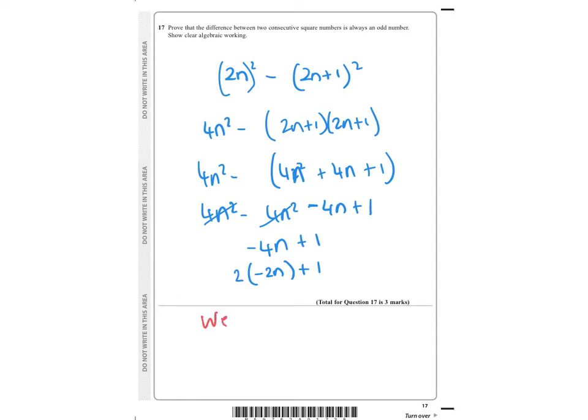And we know 2x plus 1 is an odd number. Therefore, proved. Now you have to take out a factor of 2 at the end, so that you can show that it is always odd. Perfect. Right then.